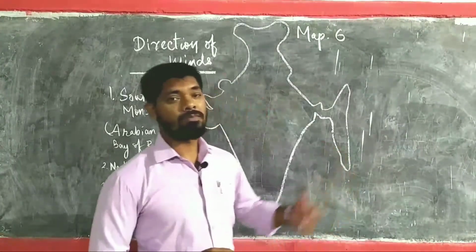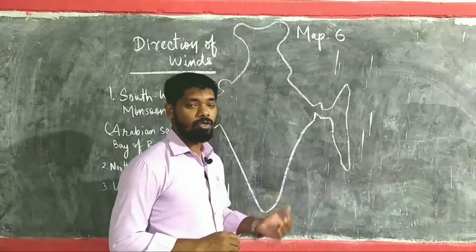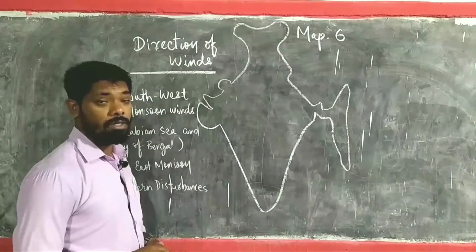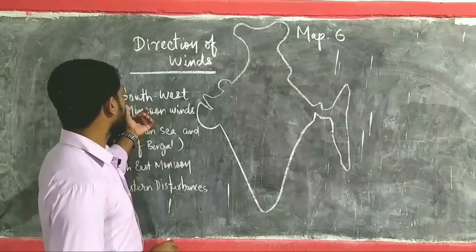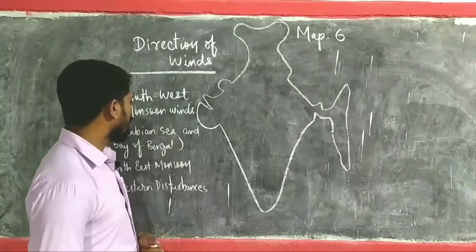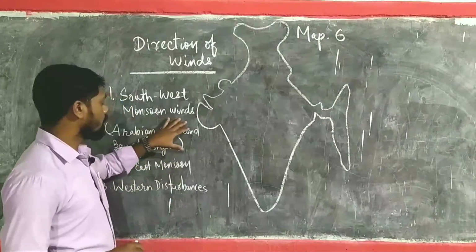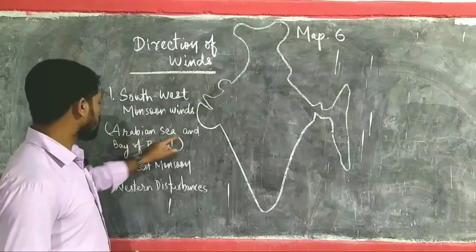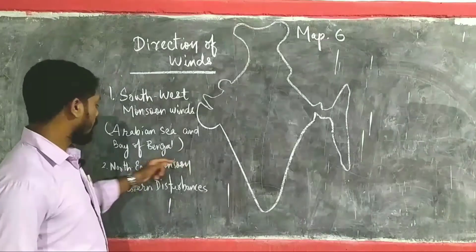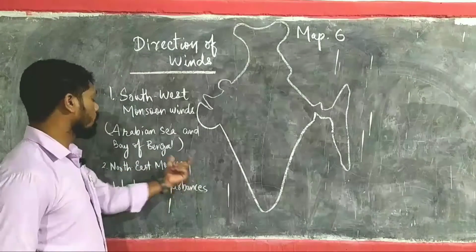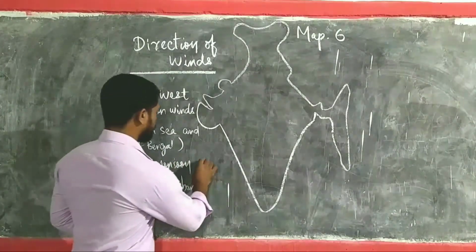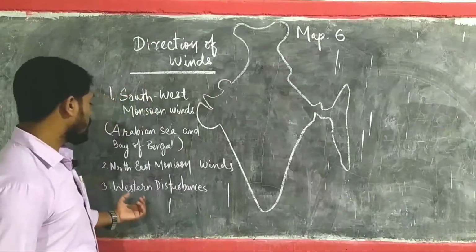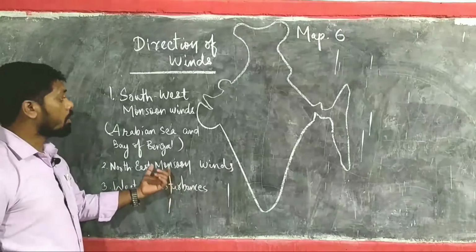Here we have the sixth map that we are going to learn today, and these are the three directions of winds that we are going to label on the map. The first one is southwest monsoon winds, and the southwest monsoon winds have to be marked in two places, that is the Arabian Sea branch and the Bay of Bengal branch. And the next ones are northeast monsoon winds and the western disturbance. So let's see how these winds are labeled on the map of India.